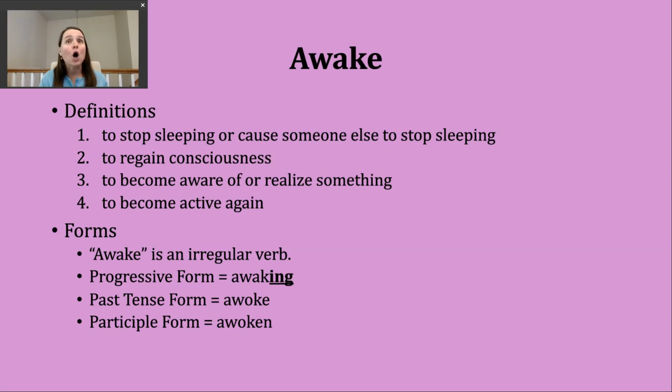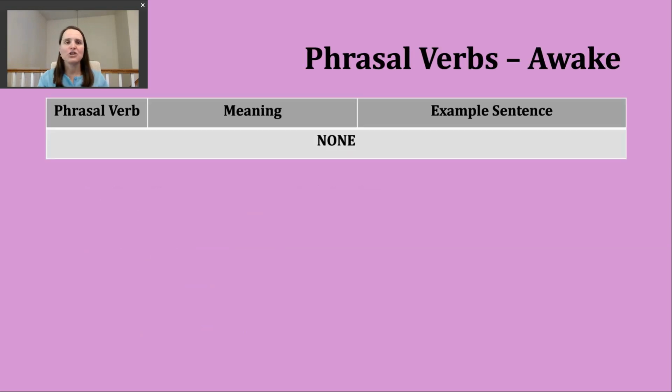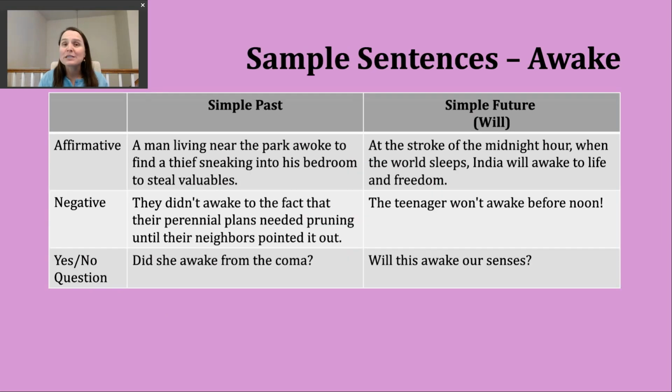Awoke. And then our participle form here, we keep the vowel and O, and then we add an N to the end of the word to form awoken. Awoken. Okay? Now, you might be happy to know no additional phrasal verbs that we need to study or discuss today. That's going to allow us to do some verb tense practice. Today, we'll focus on the simple past tense and the simple future using will.